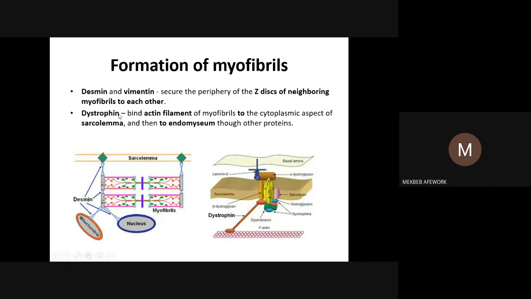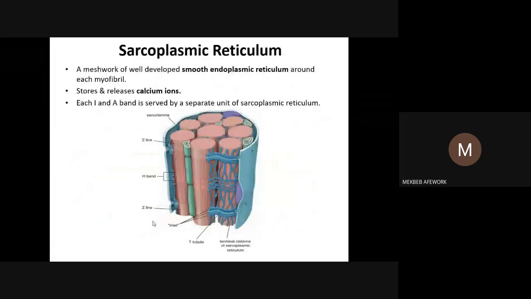We have dystrophin, which is binding the actin filament of a myofibril to the cytoplasmic aspect of the sarcolemma. This is the plasmalemma. So we have such and many more types of proteins which are linking one component of the myofibrils with the other, so that a special type of arrangement is obtained, and sliding in and out for contraction is very well effected. So that's how the myofibrils are found in skeletal muscle.